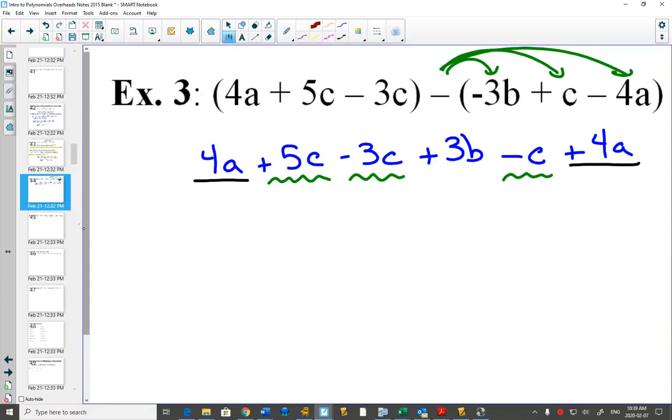So adding the 4a and the 4a on your number line, that would give you 8 a's. To the green ones, plus 5c, minus 3, minus 1, would give you plus 1 in the end. And then you still have plus 3b to finish off.